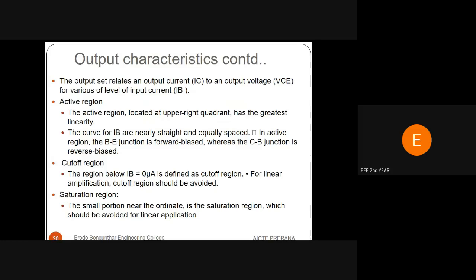The next region is the saturation region. The saturation region is denoted left of VCE equal to 0 volts. In the saturation region, emitter base and collector base junctions are forward bias.